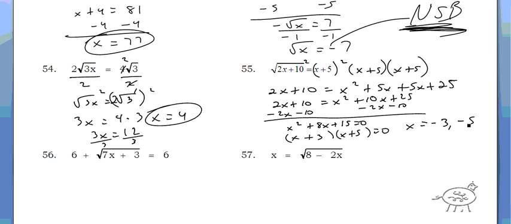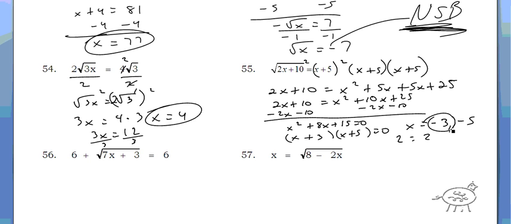All right. Now remember, you should check to see if they both work when you're squaring things. So what I'm going to do is I'm going to plug it in the original formula, and I don't have room here so I'll just talk it out. 2 times negative 3 is negative 6, plus 10 is 4. Square root of 4 is 2. Negative 3 plus 5 is 2. So this one's good.